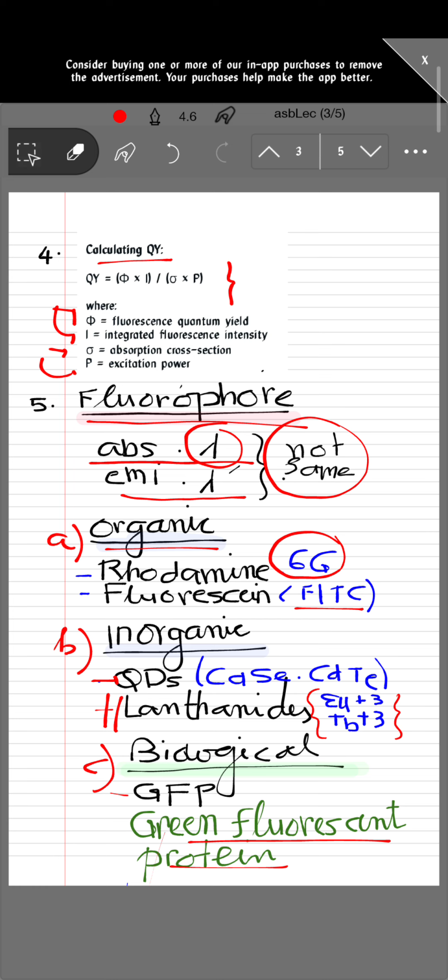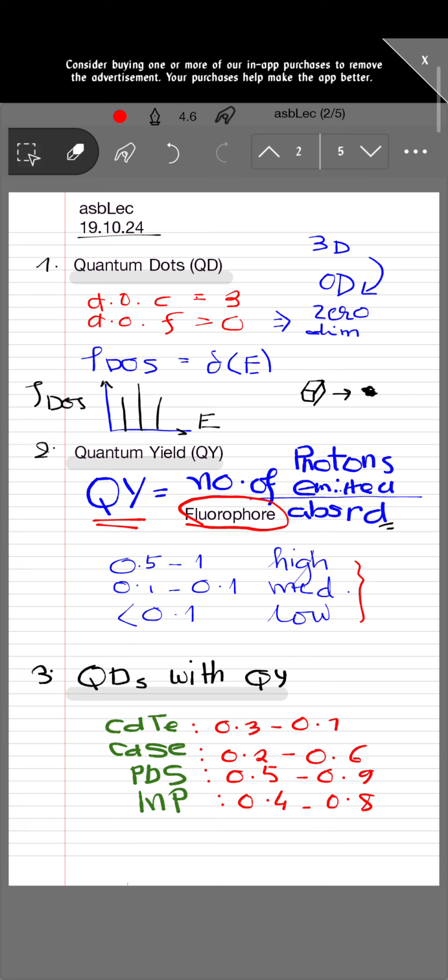So this is the mathematical expression of quantum yield in more detail. Now the quantum yield is considered to be high if the value is between 0.5 to 1, medium if it is 0.1 to 0.5, and if it is less than 0.1, then it is considered to be low.